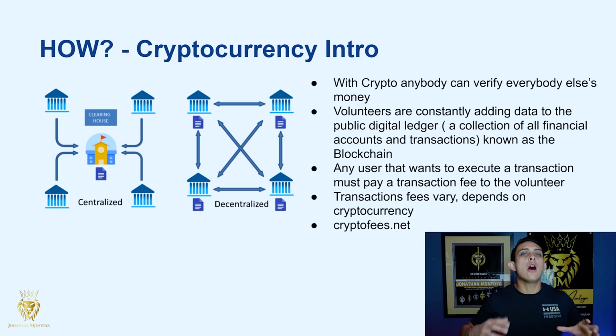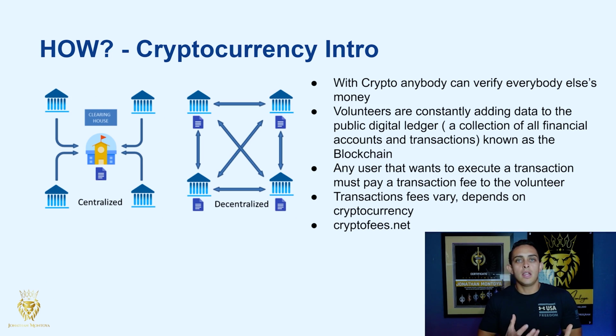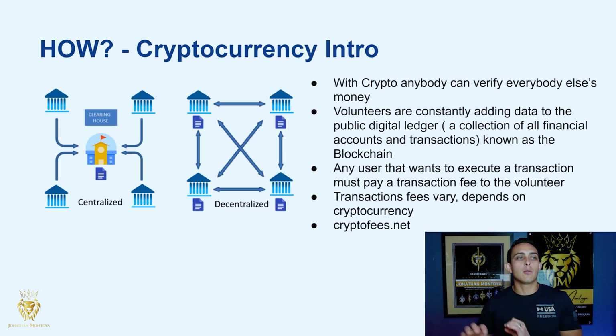Now, guys, let's talk about how this actually works. How can we be decentralized from the banks, the middleman, right? Well, the thing with crypto is anyone can verify anyone else's money, right? So if I want to send money through the crypto network, it's verified by a bunch of volunteers. So volunteers are constantly adding data to the public digital ledger, also known as the blockchain, okay? This is the core fundamentals of cryptocurrency, and I think the most important thing to understand is what is blockchain and how it works, okay? I'm gonna dive deep into how that works in just a bit, okay?